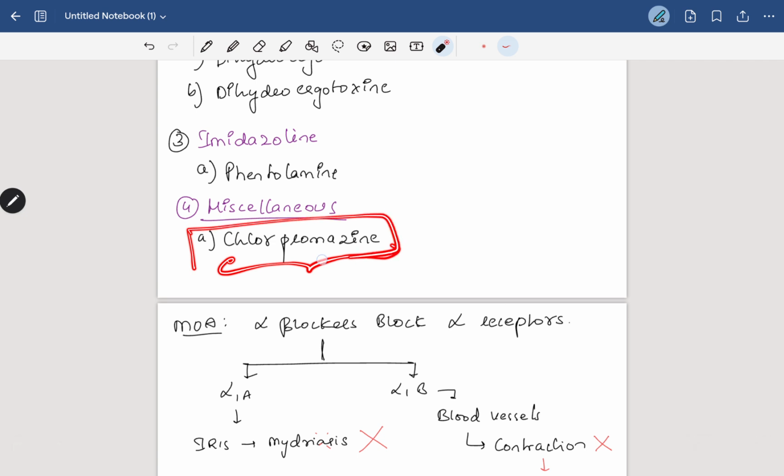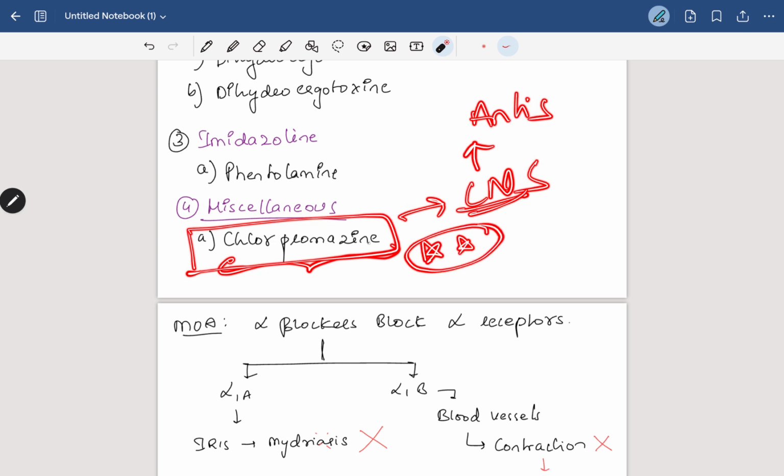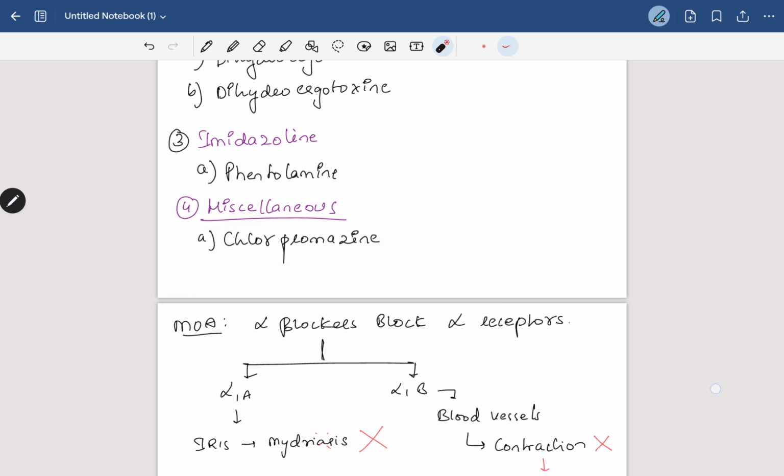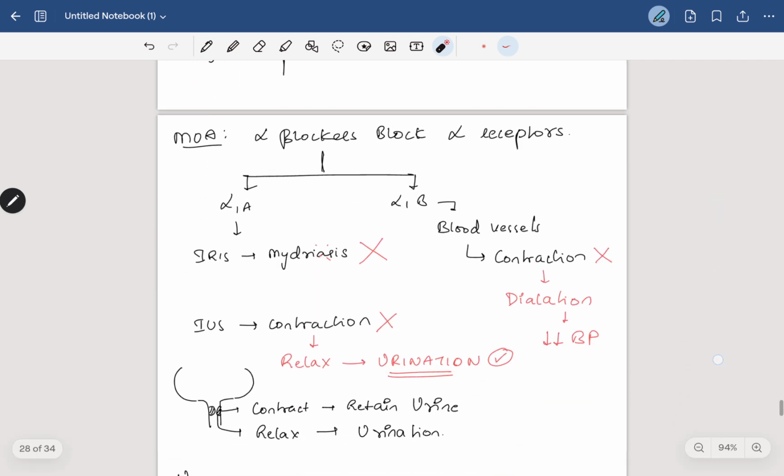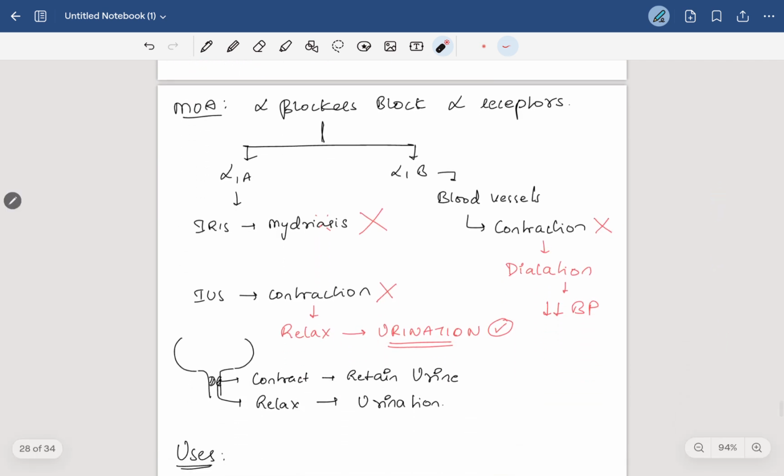This is a very important drug that you will be reading further in the CNS chapter also, under the heading of antipsychotic drugs. So this drug is very important. You need to remember it. That's chlorpromazine. Okay.